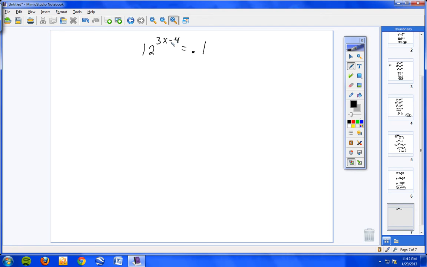Step 1, isolate the base and the exponent. Well, this is the base and this is the exponent. And students, they're totally isolated. Step 1 is done for you. They're totally isolated, okay?